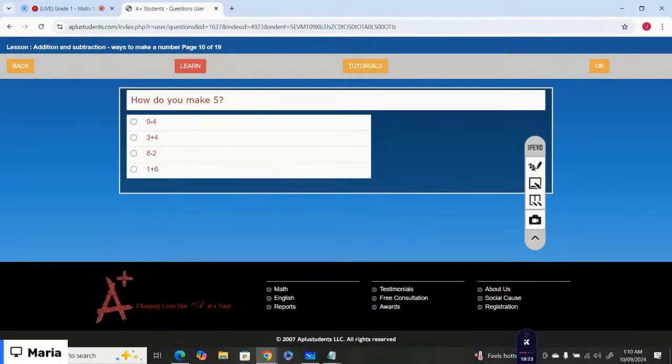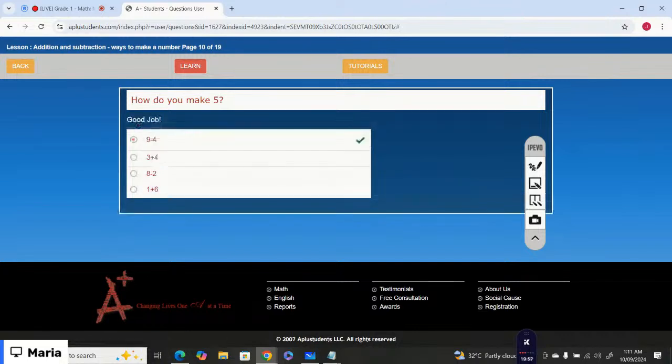How do you make 5, which is the correct option? The correct option is 9 minus 4 equals 5. Option number 1 is the correct option, right? 9 take away 4 is 5.